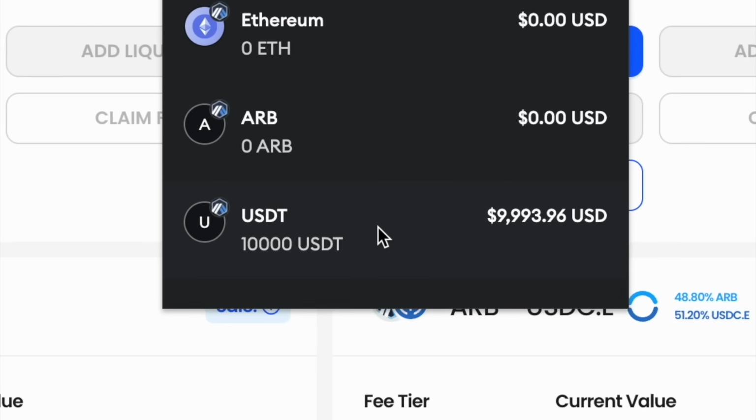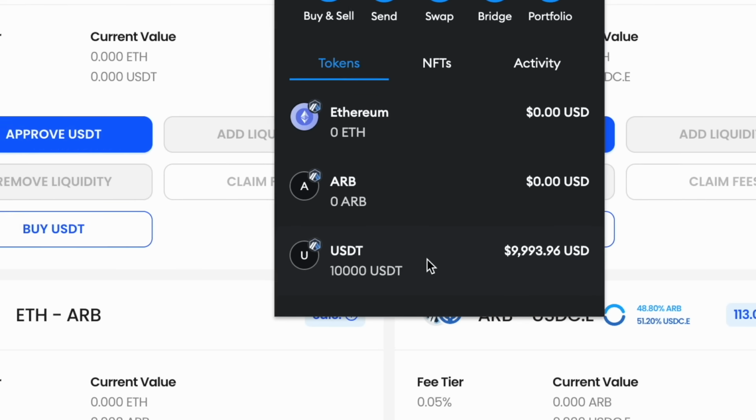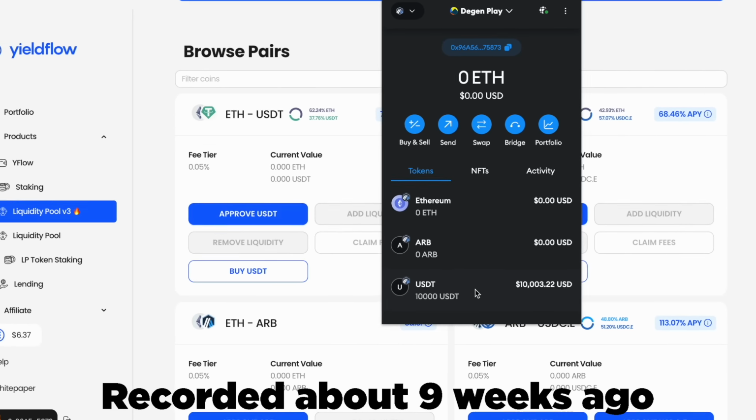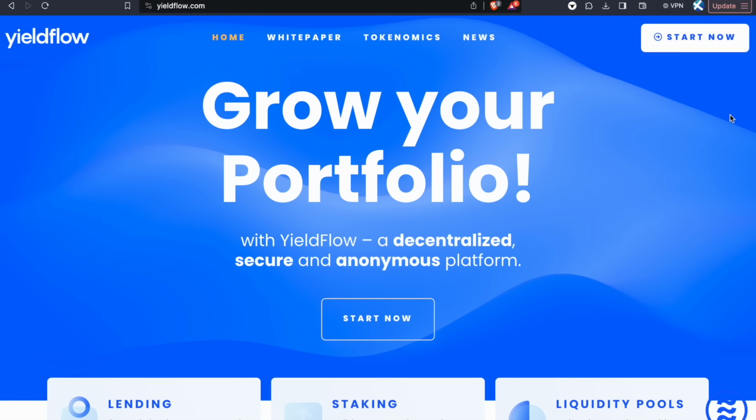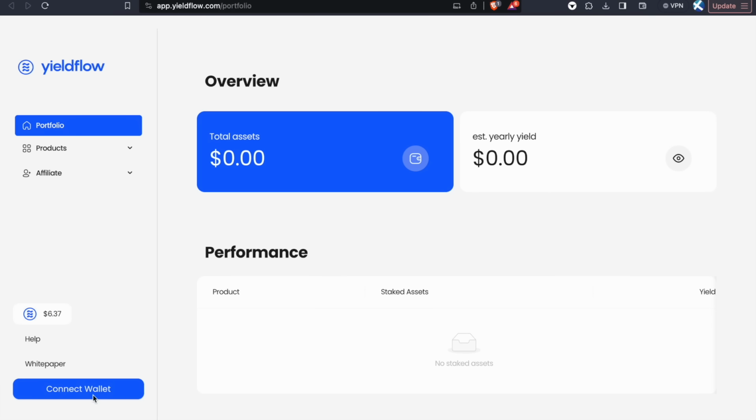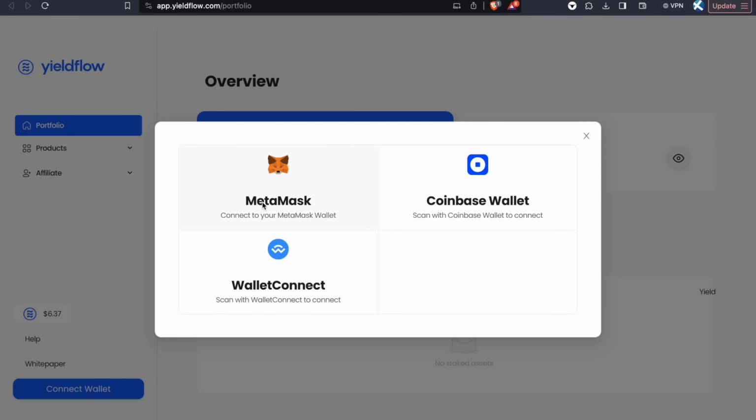I'm starting out with $10,000, as you can see here. We'll deposit it in the ETH USDT pool, and we'll go about 2 months and see my results. So let's start on the main page, go directly to the app. Here we are. Now we have to connect our wallet, a DeFi wallet.